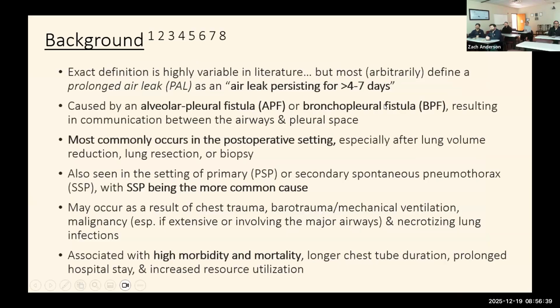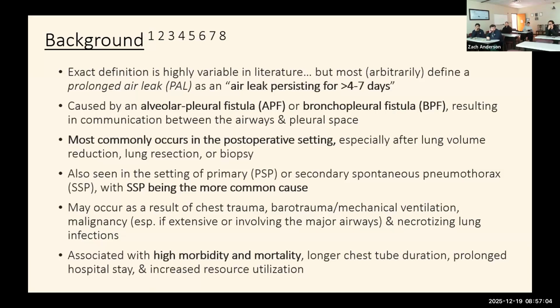All right, so background, persistent air leak, what does it actually mean? It's completely arbitrary in the literature. It is all over the place. I am telling you, truly, there is no consensus definition, but essentially PAL is defined as an air leak persisting greater than 4 to 7 days. Some literature says 48 hours, some literature says all the way to 7. 4 to 7 seems to be the consensus of what most people say.